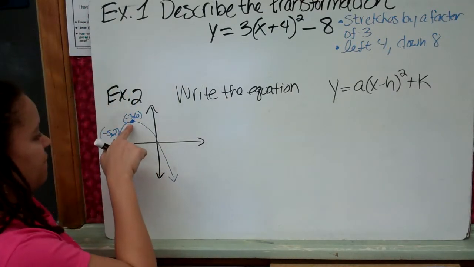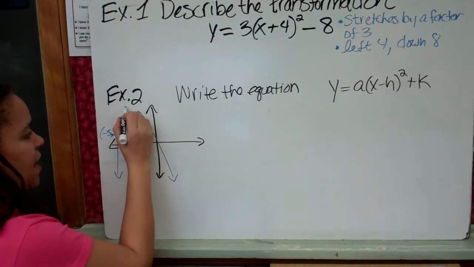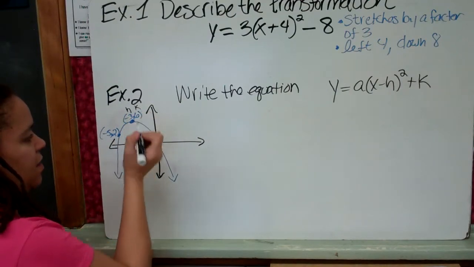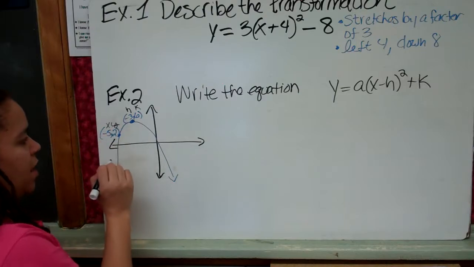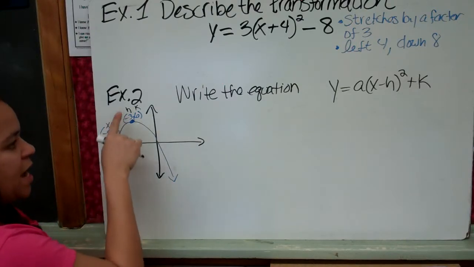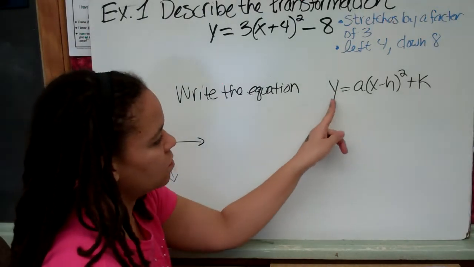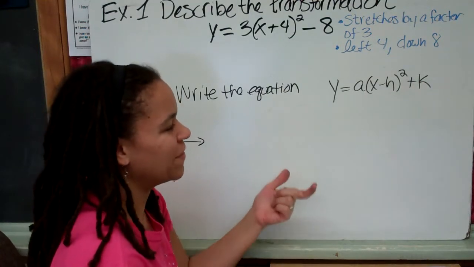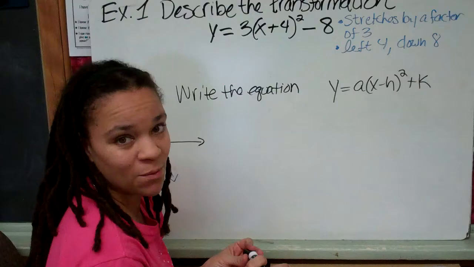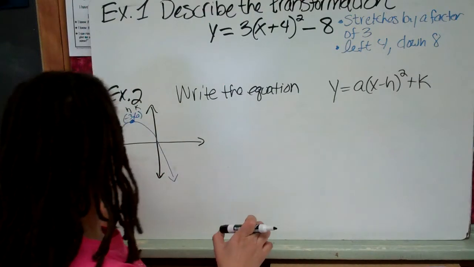Well, here, if we have the vertex, we have h and k. And we have another point on the graph, which is x and y. So we can use x, y, h, k. All we'll be left with is a. And once we solve for that, we'll be able to write our equation. So let's plug everything in.